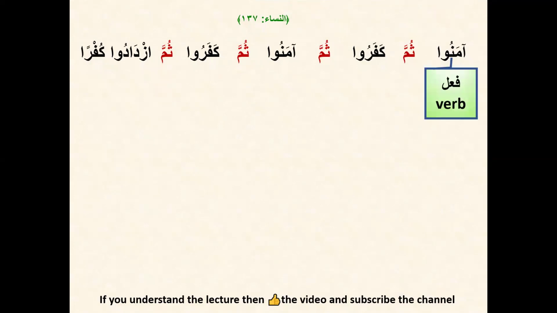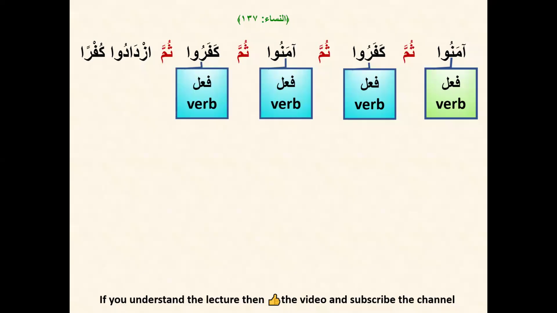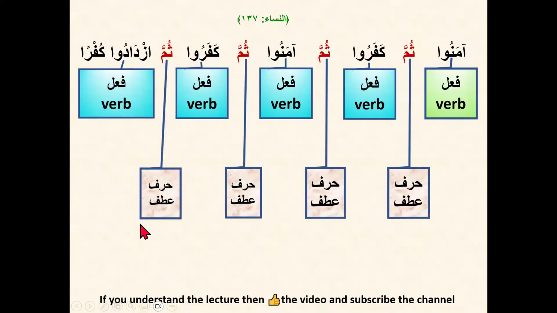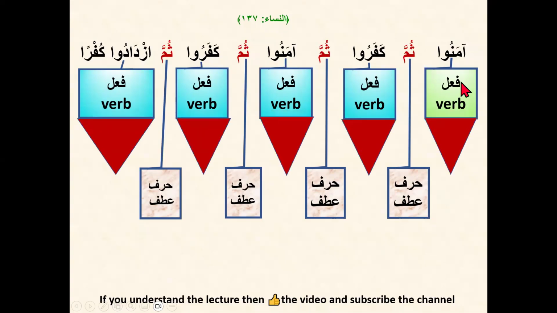As you can see, amanu is a verb, kafaru is also a verb, amanu again a verb, kafaru again a verb, izdadu kufran together is a verb. In between these there is summa, which is a harful atf. So they all are amanu kafaru, and then izdadu kufran. These are all jumla failure. You will say, why is it only a single word and you say it is a jumla failure? Yes, there is a whole sentence in it.